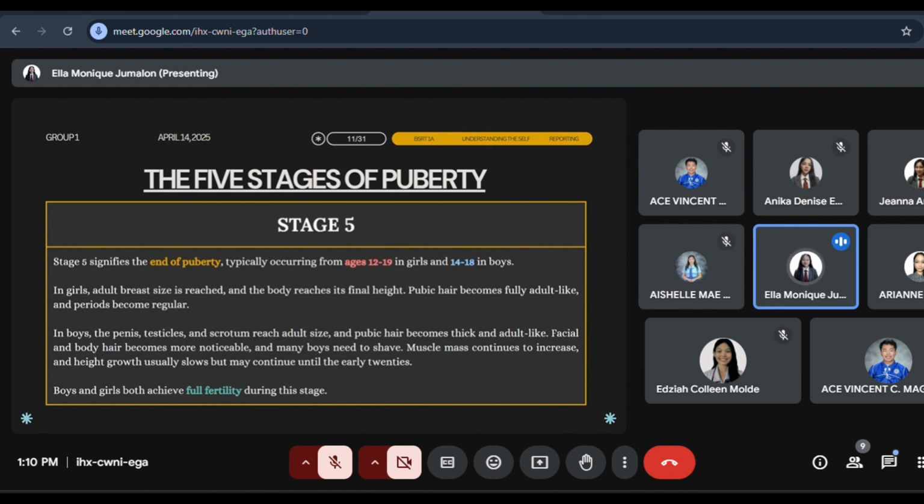In girls, it can happen between ages 12 and 19. They reach their adult height, have regular periods, and their breasts and pubic hair are fully developed. For boys, it happens between 14 and 18. They also reach their adult height, and their genitals and pubic hair look like an adult's. Many boys now need to shave, and some may keep growing into their early 20s.